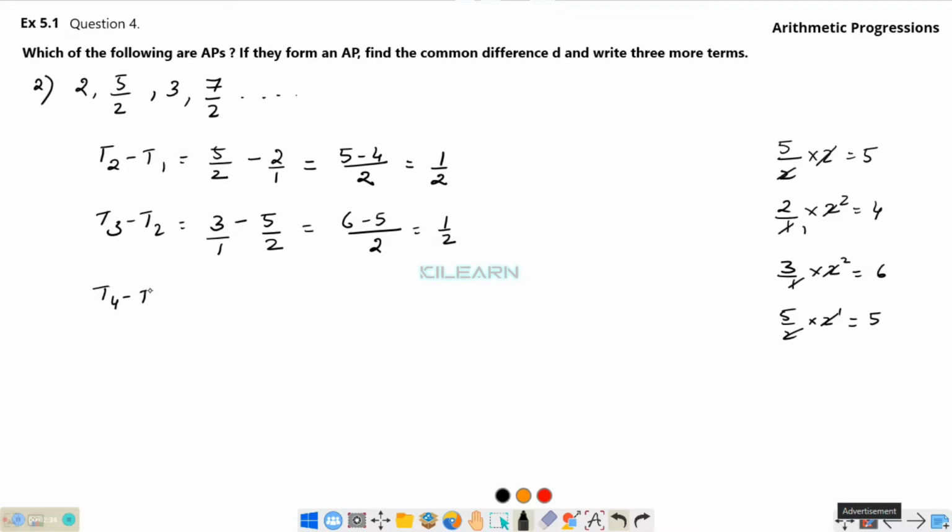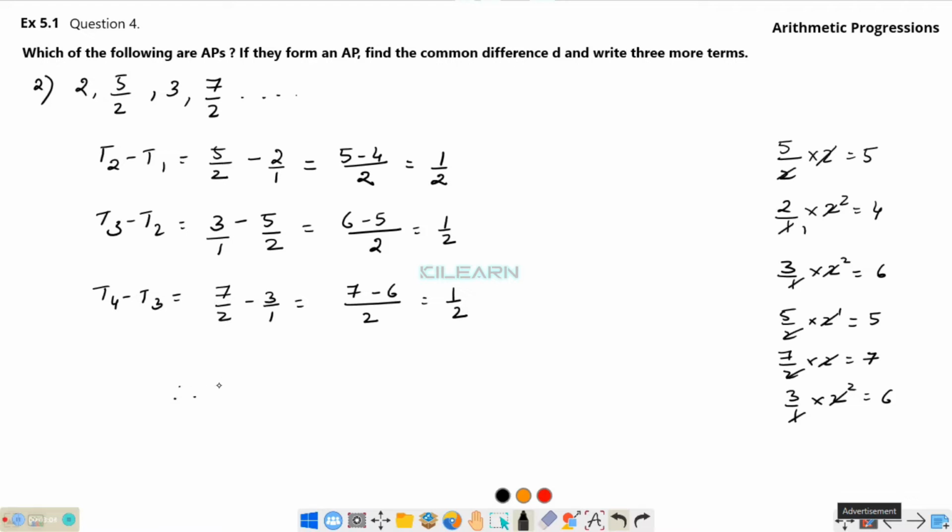Then T4 minus T3, 7 by 2 minus 3, again the LCM will be 2. If I solve the first value, 7 by 2 into 2, 7 remains, 3 by 1 into 2, 1 twos are 2, 3 twos are 6. So 7 minus 6, again the difference is 1 by 2. So the difference we see is 1 by 2 for all the 3 sets.